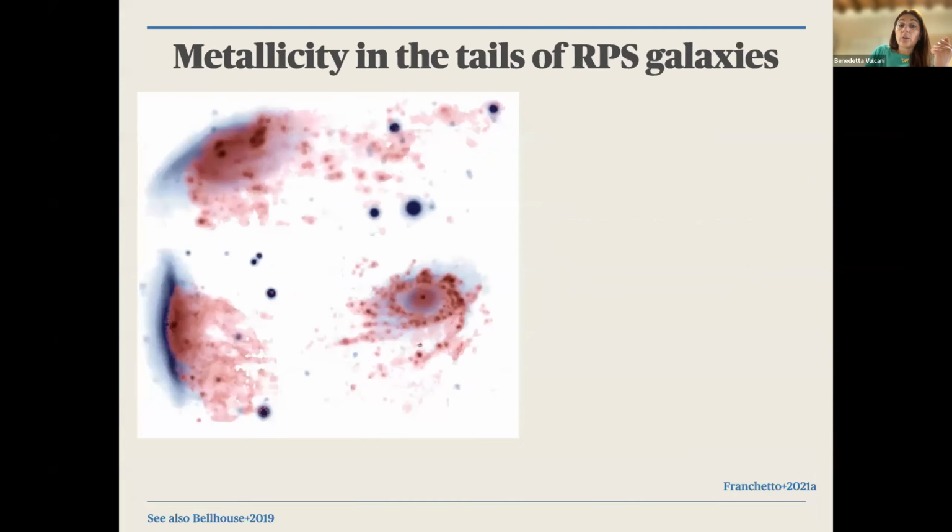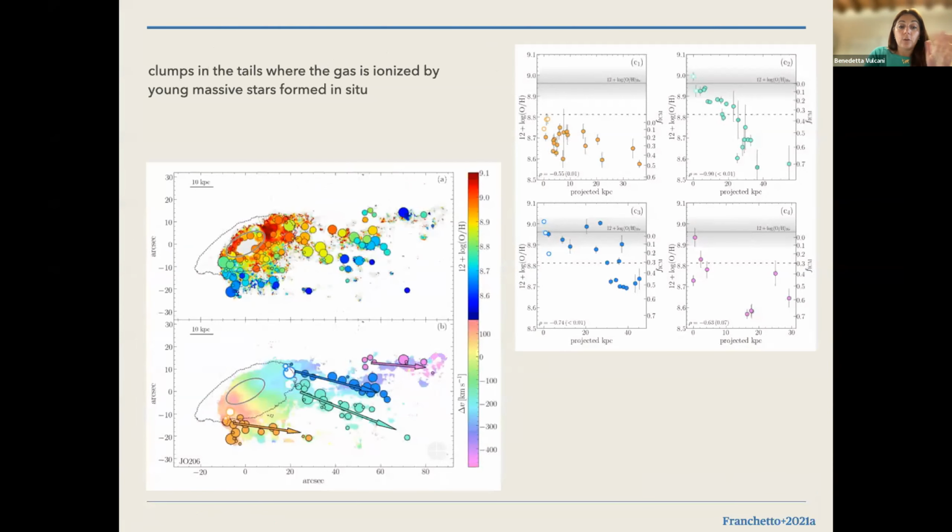We can now look at the metallicity of the gas that is in the tail. So we select the galaxies with the longest tails, and now we go and measure the metallicity in the clumps that are in the tails that we have seen before. If you look at the left panel, in the bottom panel, you see where we highlight a number of different tails for this galaxy. And then on the right panels, we measure the metallicity gradients, meaning the value of the metallicity in each clump as a function of the distance of the clump from the galaxy for each tail separately.